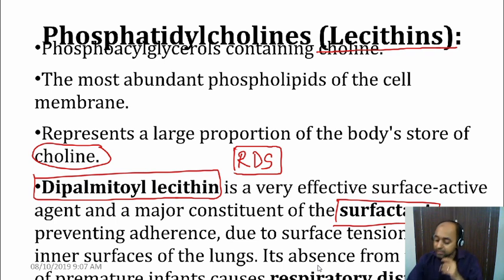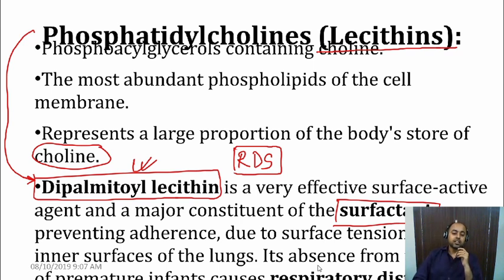So dipalmitoyl lecithin is one of the very important phosphatidylcholines with a very specific clinical correlation. Deficiency in premature infants results in respiratory distress syndrome. This question has been asked several times. You should remember which of the following phosphatidylcholines is deficient in RDS. The answer will be the dipalmitoyl lecithin.